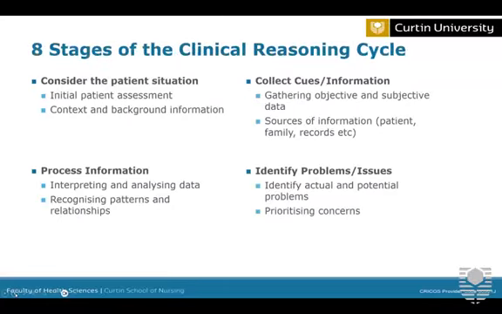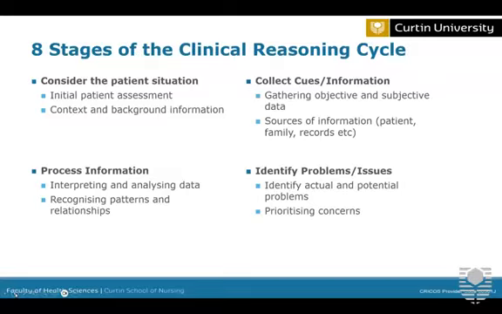So the 8 stages of the clinical reasoning cycle I've now broken down to add some of the context information that we gather. When we're considering that patient situation, we look at the initial patient assessment and we look at their context and background information that might be relevant. When we're collecting cues or information, we're gathering objective and subjective data, and in the health assessment capture that you've already accessed, you would have had exposure to what objective data collection is and subjective data collection.